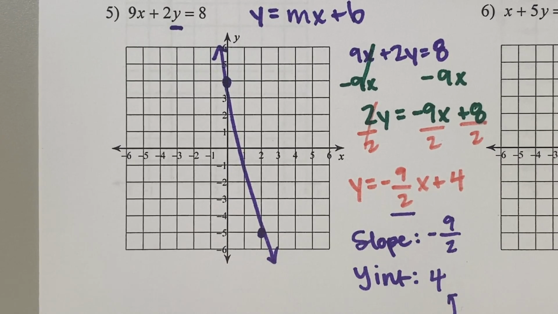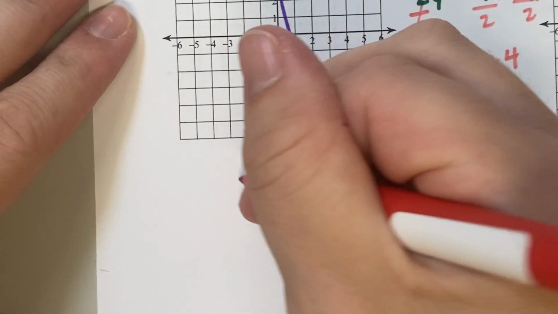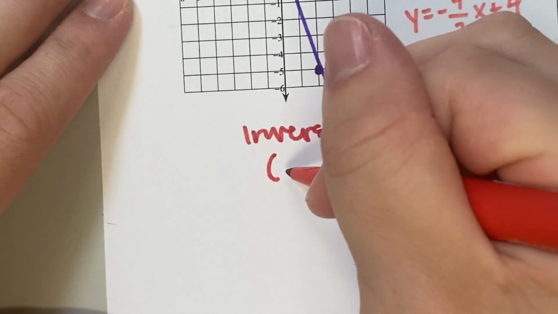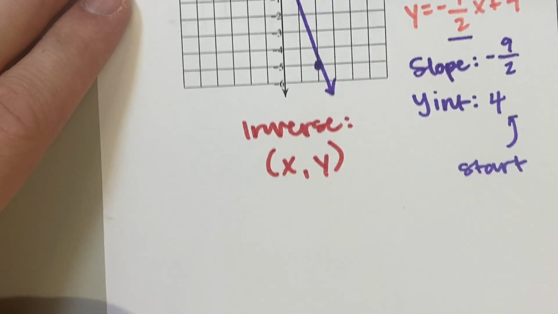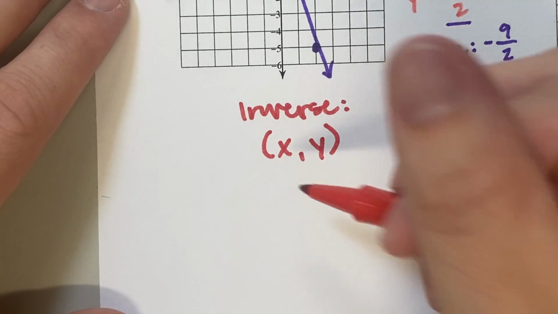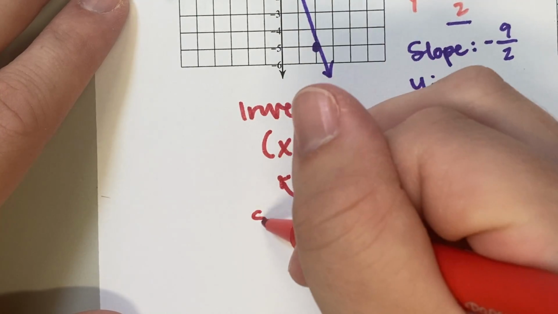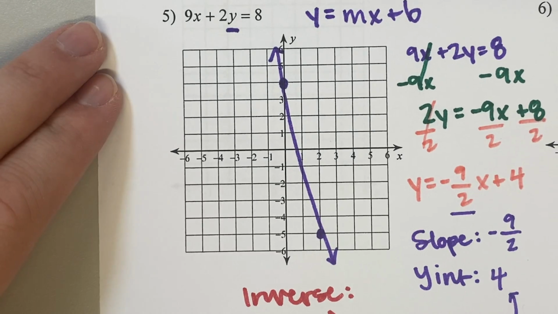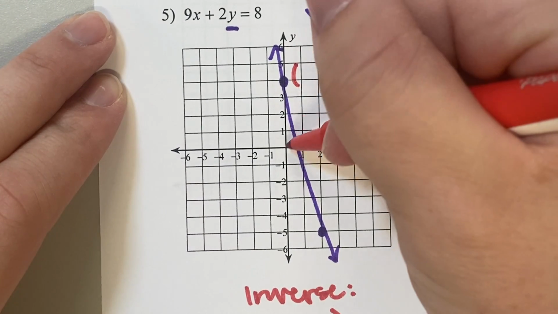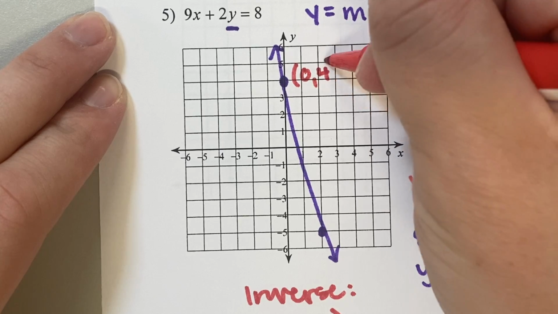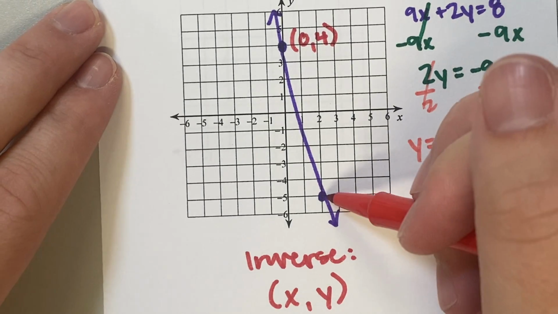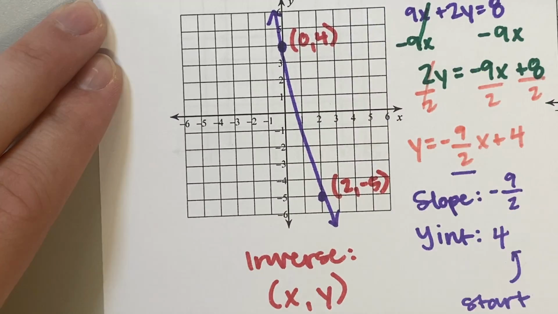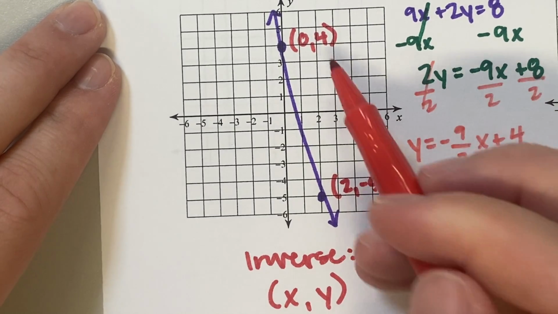Okay, so in order to graph its inverse, we talked about this a little last time. With the inverse, we have our original coordinate points listed as x comma y. All we need to do is switch them. For example, let's look at our coordinate points. This coordinate point is 0, 4. And this coordinate point is 2, negative 5.